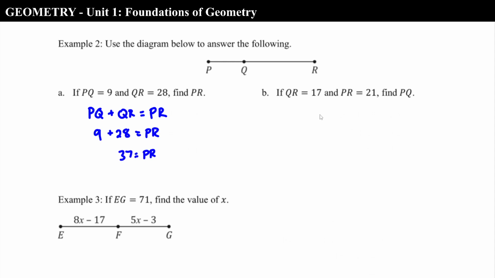For B, we again know that PQ plus QR equals PR. That's the segment addition postulate. But we need to find what PQ is this time. So PQ is what we're looking for. QR is 17 and PR is 21. Now if we want to solve for PQ, we simply subtract 17 from each side. So 21 minus 17, PQ equals 4.